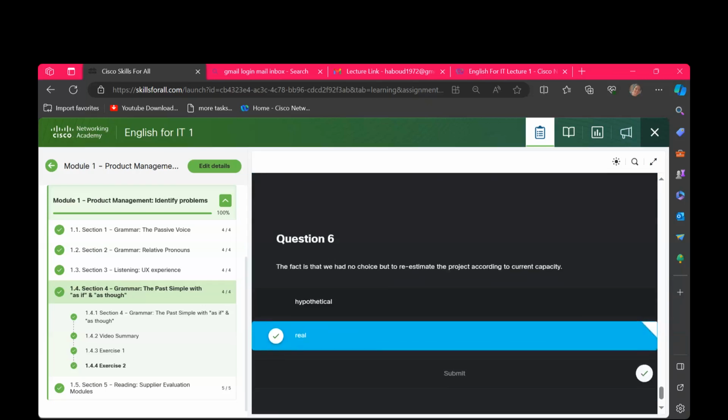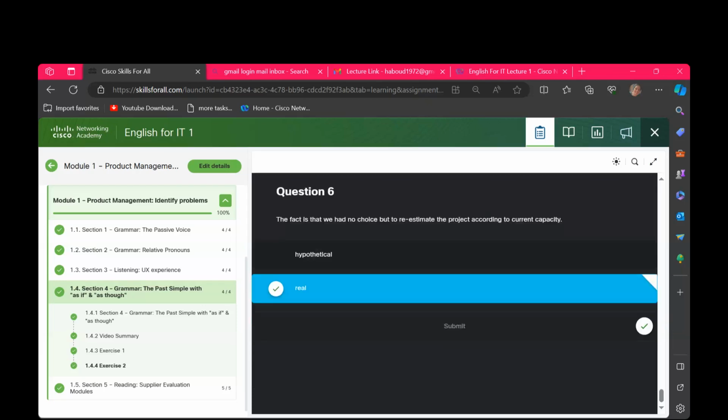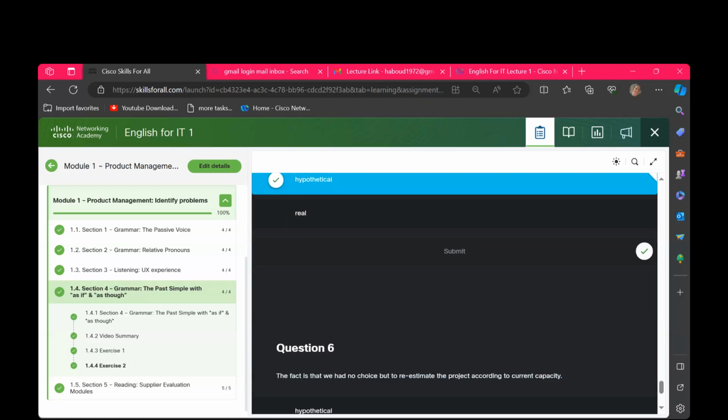Okay, question number 6, the fact is that we had no choice but to re-estimate the project according to the current capacity. طبعا ما فيش عندي لا as if ولا as though، يبقى طبعا real. وكده نكون وصلنا لآخر exercise وآخر grammar lesson. I hope you learned, I hope you do understand.